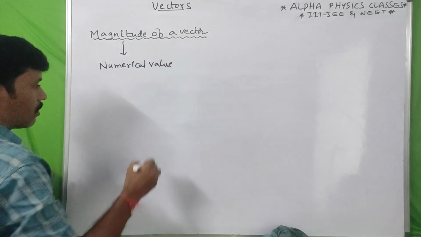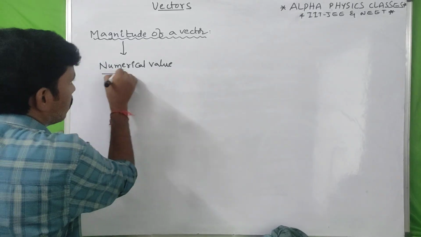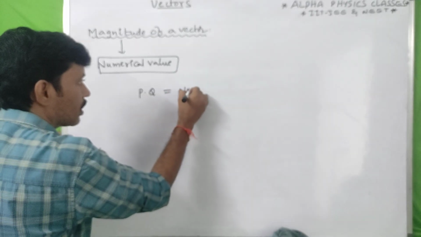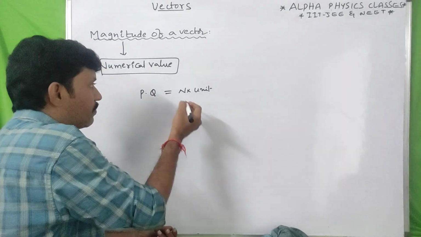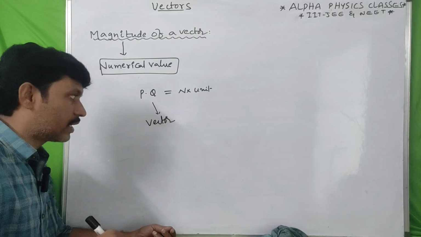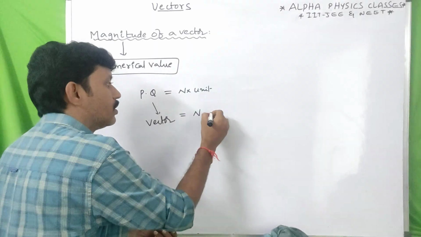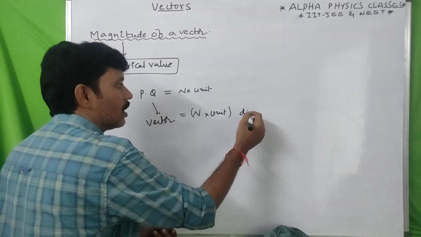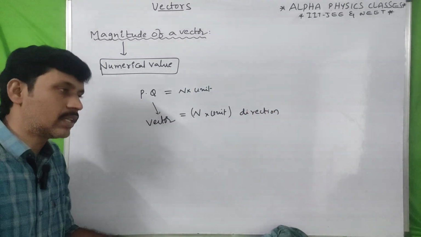In the physical quantities and measurements concept, every physical quantity can be written in terms of numerical value into unit. If that physical quantity is a vector type of quantity, definitely it can be written in terms of numerical value into unit along with the direction. Numerical value and the unit along with the direction.